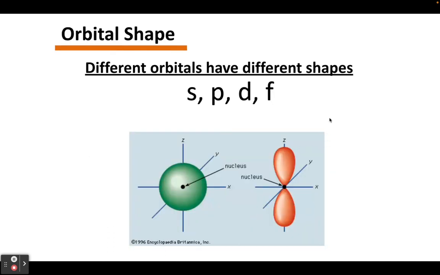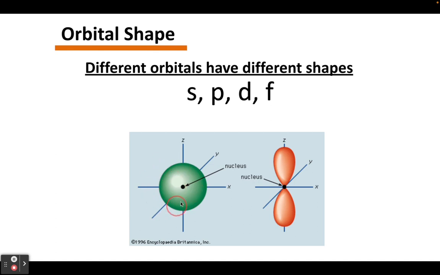All right, let's talk about orbital shape. Orbitals go into 4 different categories. There could be more, but the ones that we know of are 4. We have S, P, D, and F, and each of these represents a sublevel. In each sublevel, there are orbitals that have a particular kind of shape.